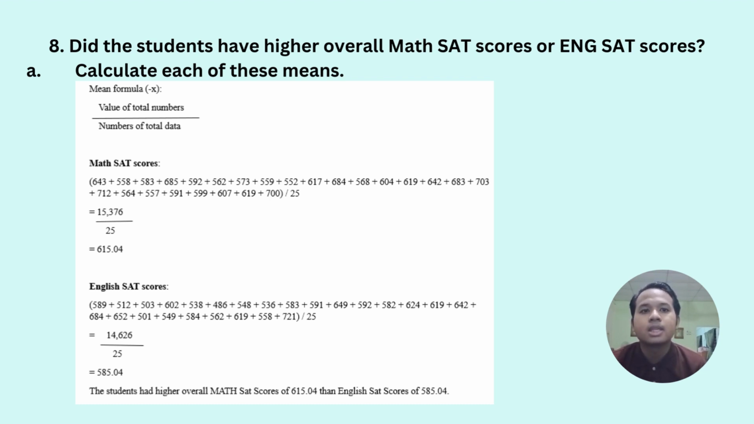Then the answer is the student has a higher overall maths SAT score of 615.04, then English SAT score of 585.04.